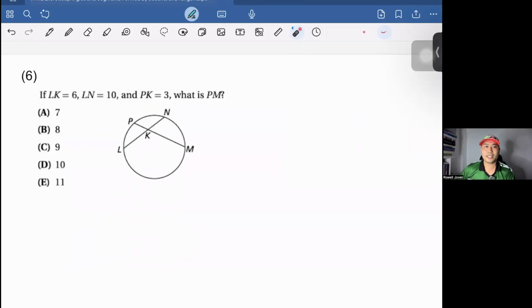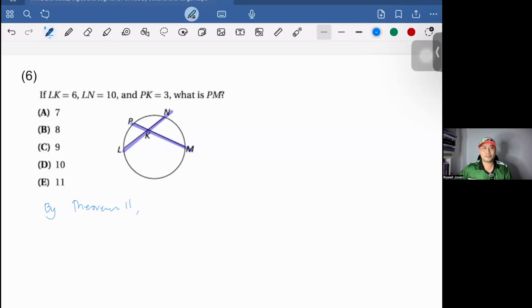So I will give you 1 minute again to solve this problem. If LK is equal to 6, LN is 10, and PK is 3, what is PM? As you can see, there are two chords intersecting inside the circle. So what do you think is the measure of PM? So we have chord PM intersecting with chord LN at point K. What is PM? 1 minute, begin.